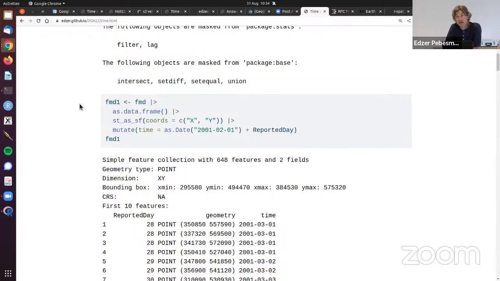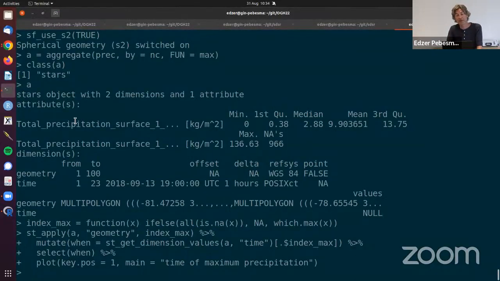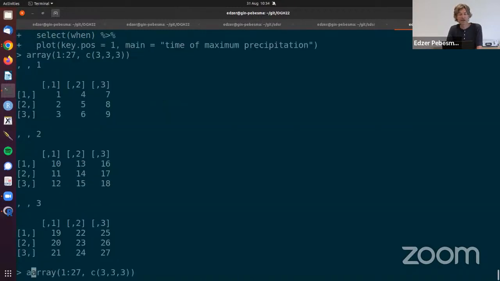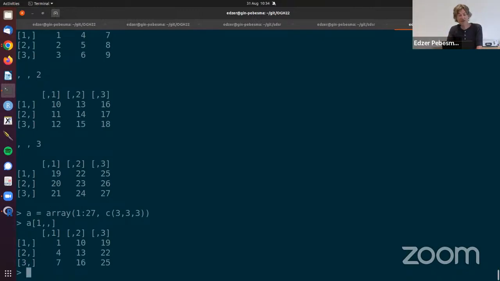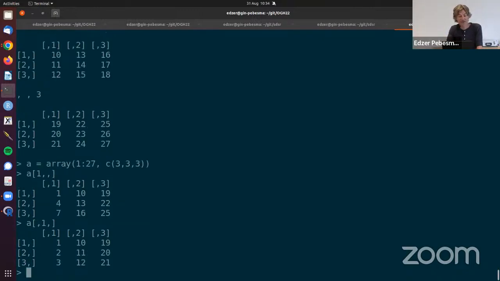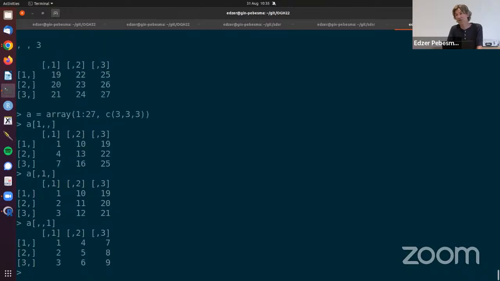There I actually use the R mechanism, R's own indexing mechanism, which is very strong. Arrays are really simple things. I could have an array of 1 to 27, which is three-dimensional, and I can index that and use the first index, and I get the first slice, or the first slice in the second dimension, or the first slice in the third dimension. And stars basically copies that model.